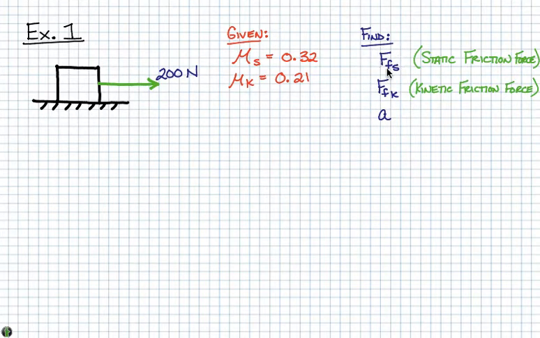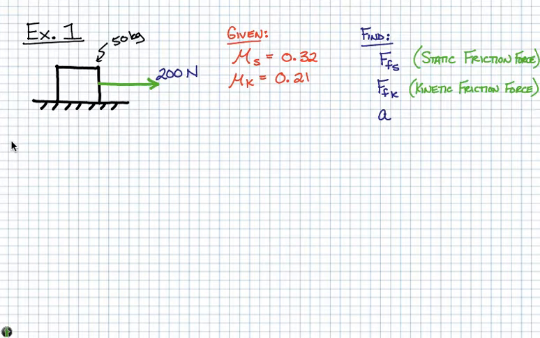The actual force that resists any change in that object's motion from rest, and the actual force that resists the object's motion once it is moving. Lastly, they want to know the acceleration of this object based on everything that's occurring here. I left out that this block actually has a mass of 50 kilograms. So we have a 50 kilogram mass, and this force is acting on it.